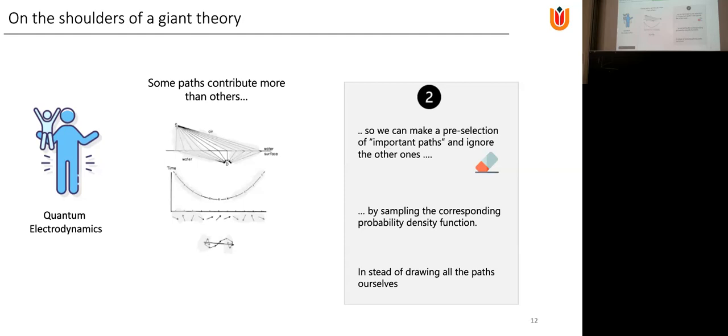So we can think of it as straight lines. That's one good thing. The other thing is that we do not have to take into account all of them. We just have to pre-select the important ones, and then we can ignore the other ones. So how do we do this pre-selection? We're not just going to draw the ones that we think are most likely. We can do that by sampling the corresponding probability density functions, and more on that later.